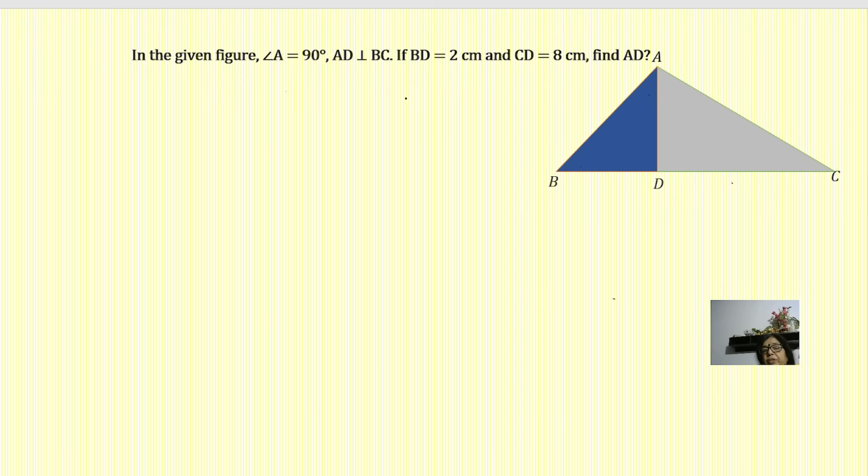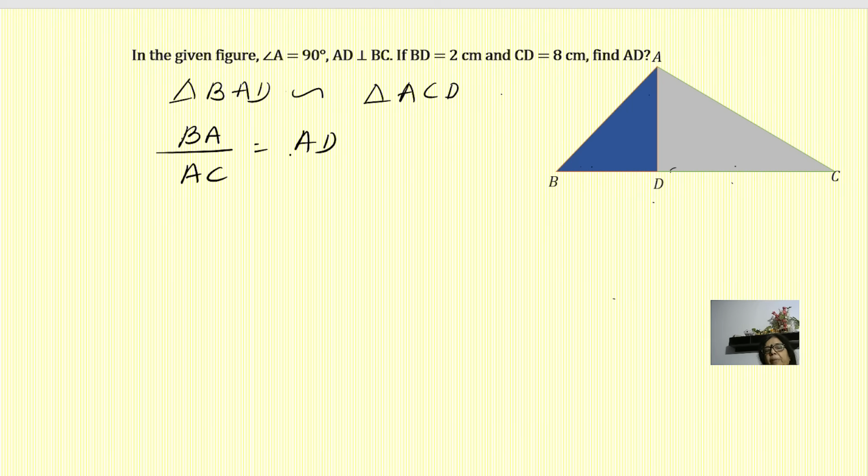This is the next question, which is based on the previous question, similarity of two right angle triangles. We have to get the value of AD. So here I can take the two small triangles and write down triangle BAD is similar to triangle ACD. So BA by AC is equal to AD by CD is equal to BD by AD.